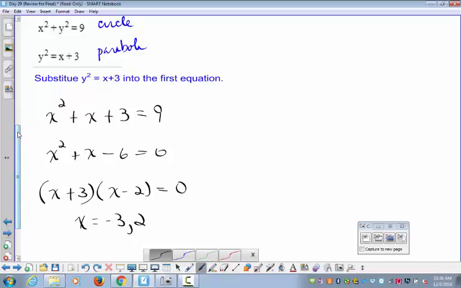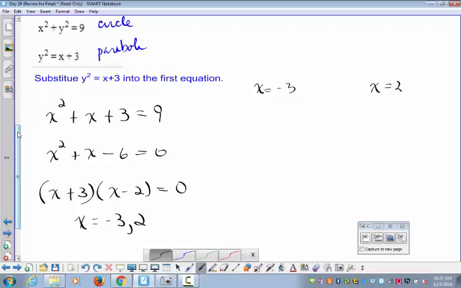And then we have to decide which equation to plug those back into. We have to do some back substitution. So we have x equals negative 3, we have to back substitute. We've got x equals 2, we have to back substitute. So we have to decide which equation.